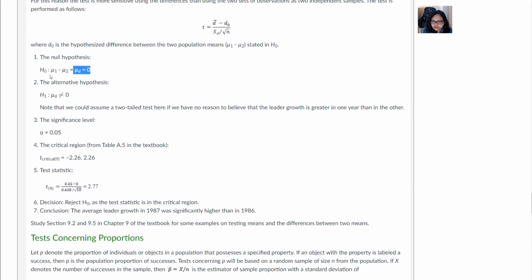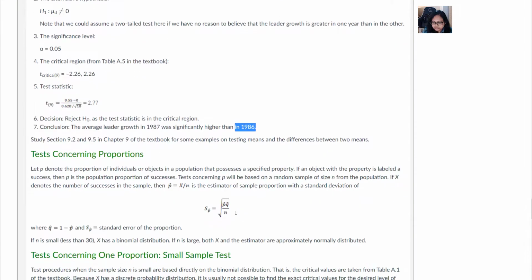So since we use the first one, we have to say that we use the first one minus the second one, then we say that the average growth in between them is significantly higher in one of them. Okay.